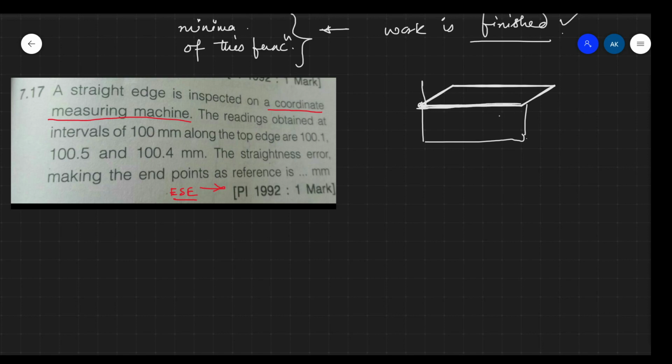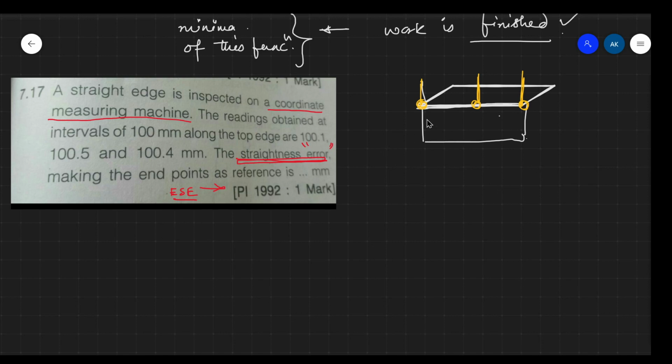Of course, as we discussed yesterday, you can understand this. So this probe touched it at 3 points. The readings obtained at an interval of 100 mm along the top edge, this was the top edge, are some values. Okay. The straightness error, making the end point as reference, is dash mm. The straightness error it is talking about. I haven't told you anything about this straightness error right now, but you know about this error. So how to proceed with this?